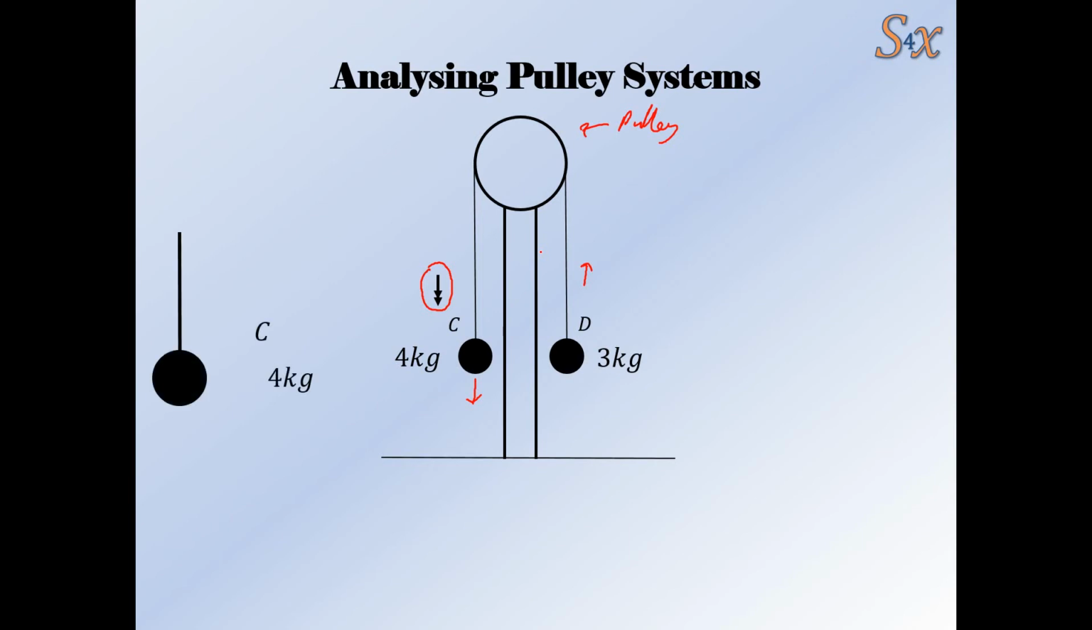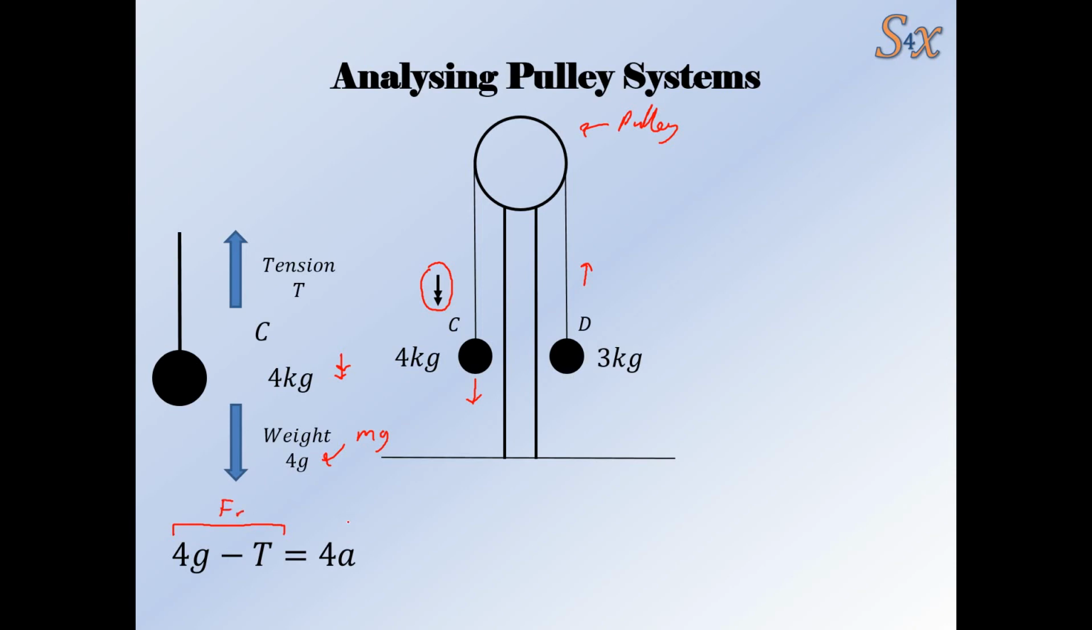Let's have a look at C. There's two forces acting on it. There's the weight downwards. Remember, this is just mg, and m is 4. And the tension acting upwards. It's traveling downwards, so we're going to take that weight force as positive. And the resultant force is going to be 4g minus T. There's the mass, there's the acceleration. Remember that the acceleration is going to be the same on both sides because both particles are connected together. And the tension on both sides of the cable is also going to be the same.